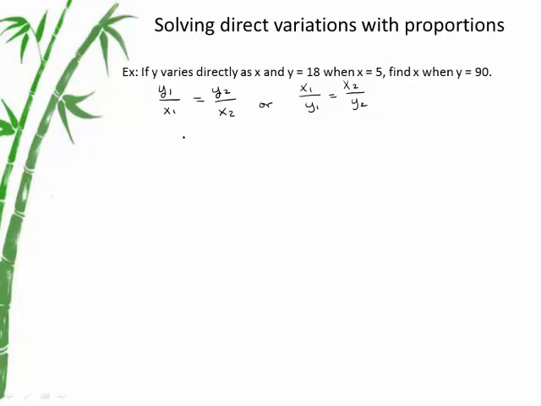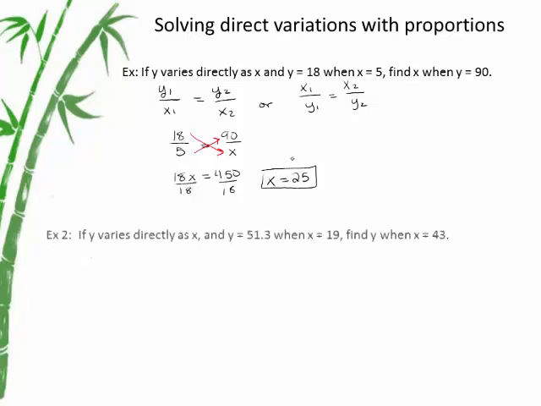Okay, so what we'll do is we'll plug these in. Our first y is 18 and our first x is 5. Our second y is 90 and we don't know our second x. Now to solve the proportion, we cross multiply. So I do 18 times x and 5 times 90. And I get that 18x is equal to 450. Divide both sides by 18. And x is equal to 25.